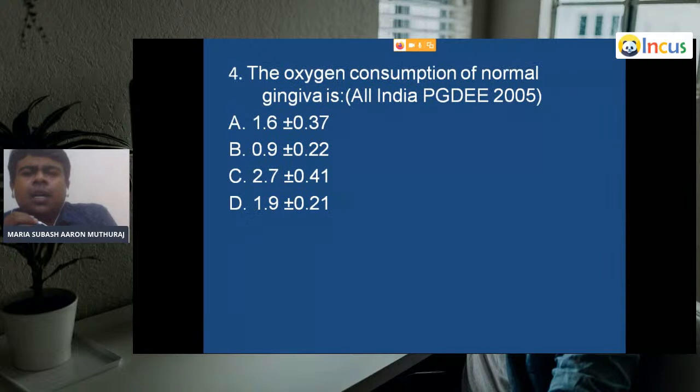The oxygen consumption of normal gingiva is 1.6 plus or minus 0.37, and 0.9 plus or minus 0.22, 2.7 plus or minus 0.41 and 1.9 plus or minus 0.21. The oxygen consumption of normal gingiva will be 1.6 plus or minus 0.37. Answer is A.